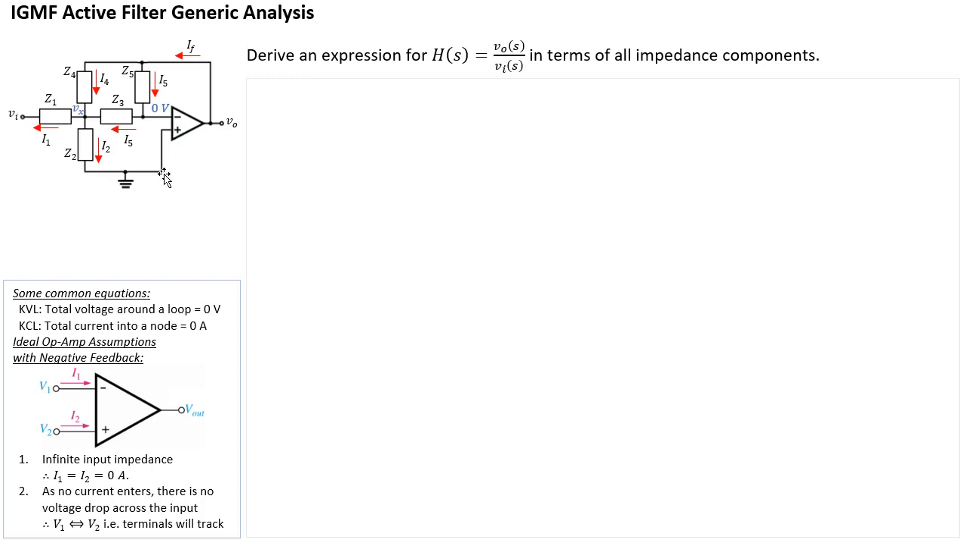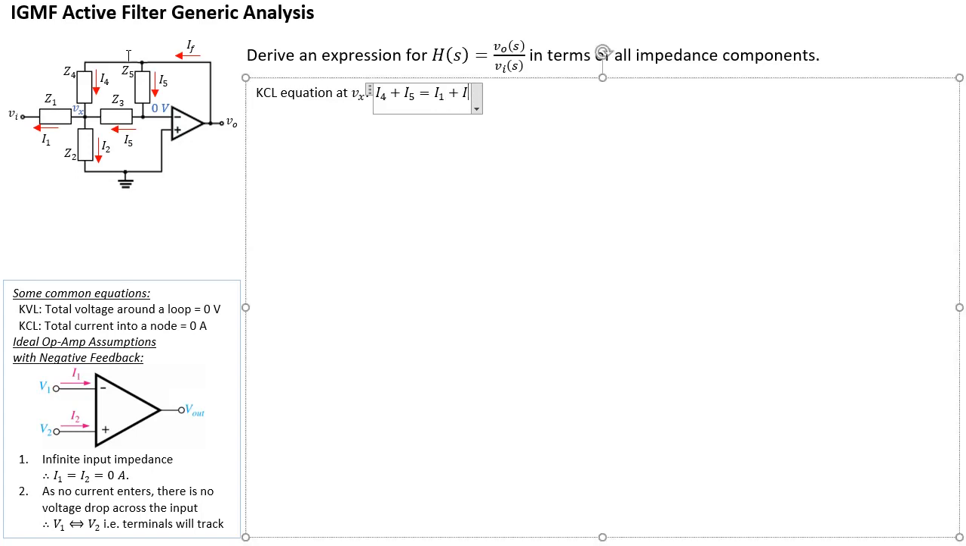So let's write some equations now. There are many equations I can write, but the first one is about this node at Vx. The current I4 flows into that node, I5 flows into that node, but I1 and I2 flow out of the node. So I can write the KCL equation at Vx: I4 plus I5 is equal to I1 plus I2. That's our first equation from what we can see in the circuit.